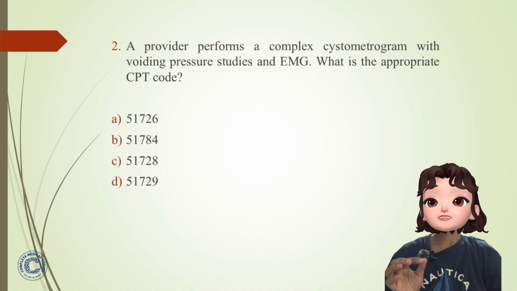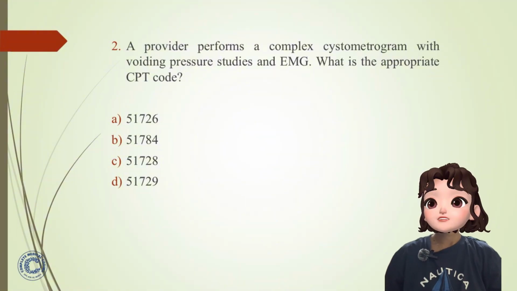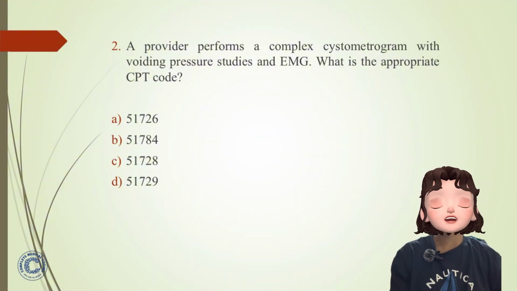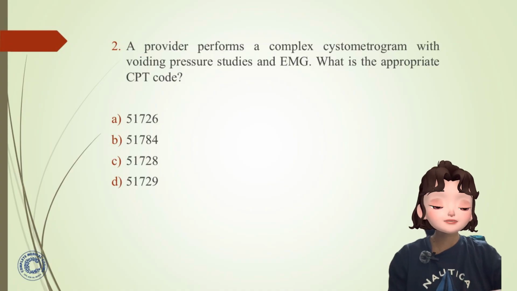A provider performs a complex cystometrogram. So the procedure here is cystometrogram. Okay, with voiding pressure studies and EMG. Okay, let's move directly to the options one by one. This is the 50 series. So open your CPT code book, go to the 50 series, take the first code.